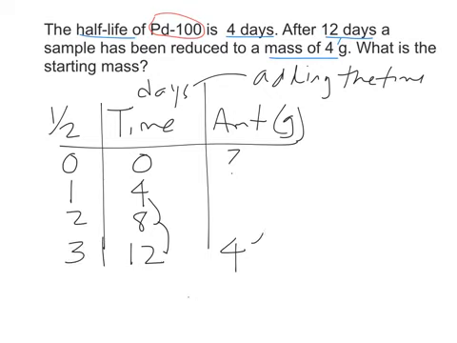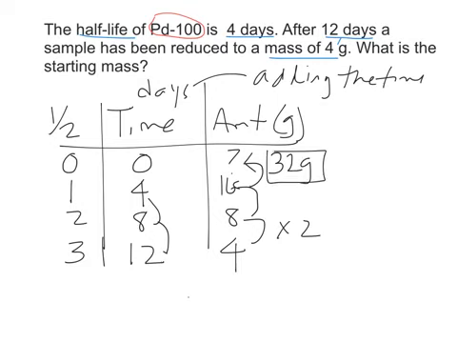I'm going to go backwards. So again, I'm going to times this by 2. I'm going to say 4 times 2 is 8. 8 times 2 is 16. 16 times 2 is 32. My answer is 32 grams. Okay. So I would just kind of write that off to the side, circle it, and show my work.